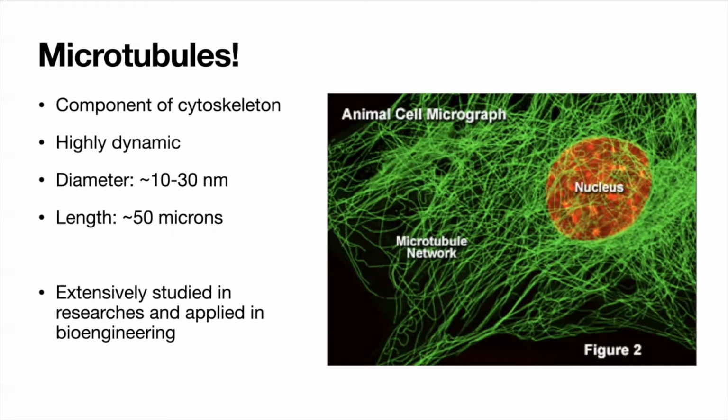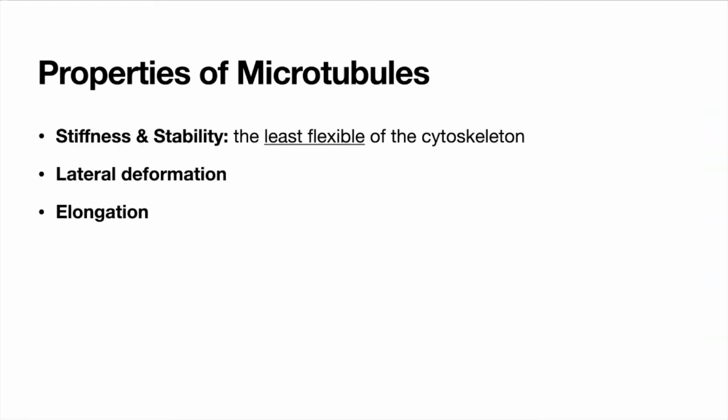They study a single microtubule in research. They look at bundles of microtubules and even a bulk of microtubules. After the physical properties have been quantitatively measured, microtubules start to be applied in the field of bioengineering, and we will introduce some applications later on. Today, we will mainly focus on the stiffness and the stability of the microtubules. We will talk about both the lateral deformation and the elongation of them.